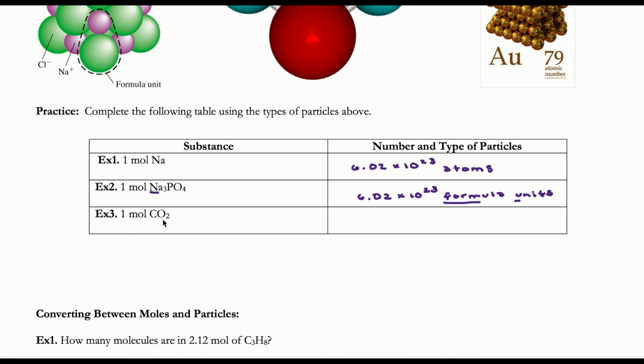All right, 1 mole of carbon dioxide would be 6.02 times 10 to the 23rd. Now carbon dioxide is covalently bound because I have 2 nonmetals. So here I would have 6.02 times 10 to the 23rd molecules. Okay, so let's actually practice with this concept now.